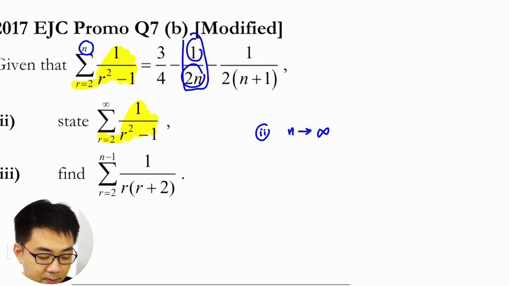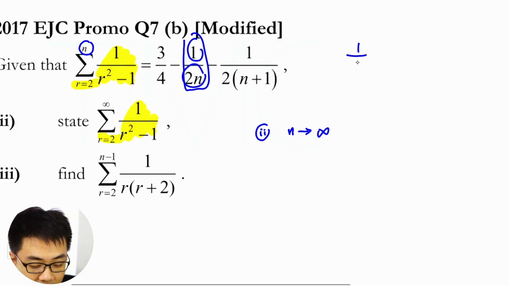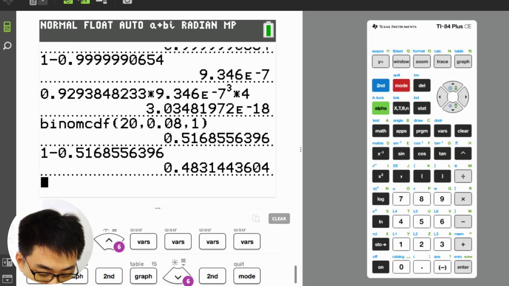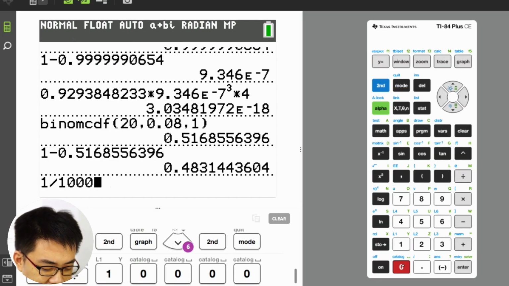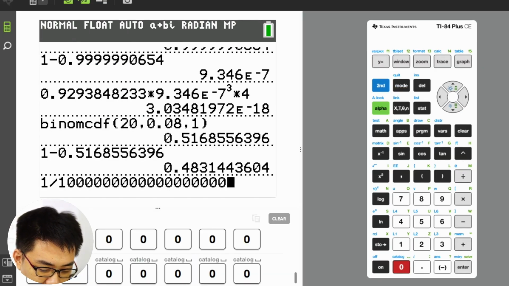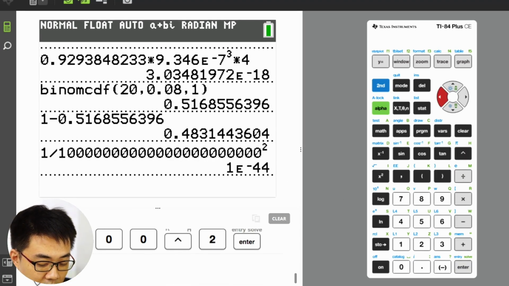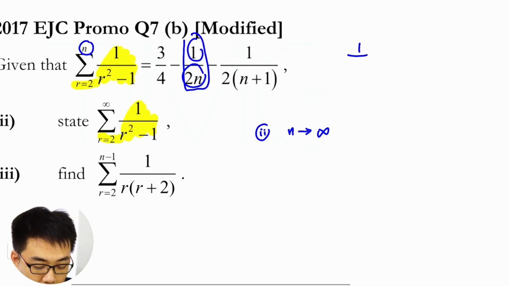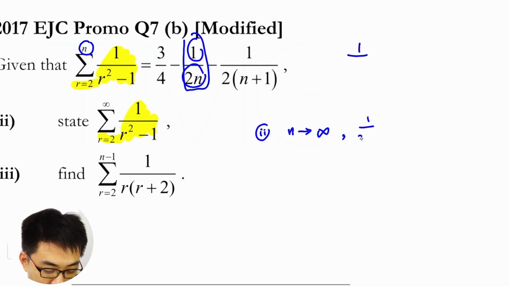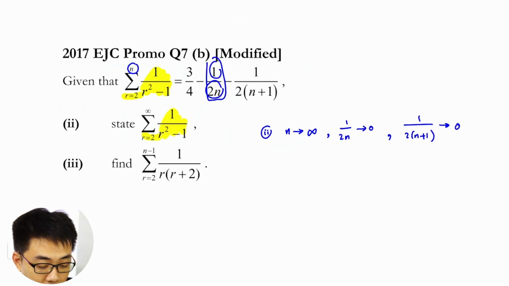1 divided by a very big number, okay, 1 divided by a very, very big number, right? If you just use a calculator, if you take 1 divided by a very, very big number, you get like 0. This is actually very close to 0. So in other words, in this case, 1 over 2n will go to 0, and then 2n plus 1 will go to 0 as well. Okay, so this is fine. So this is how you do the first one.